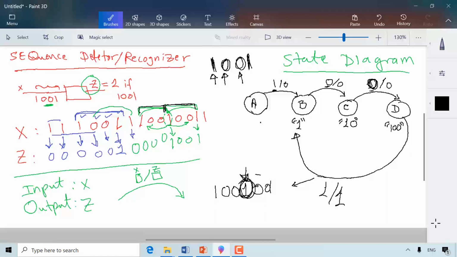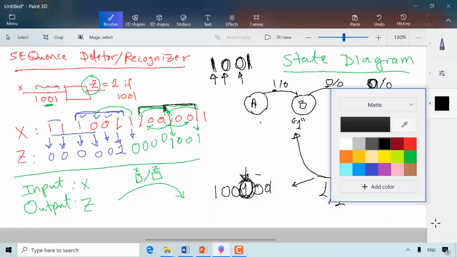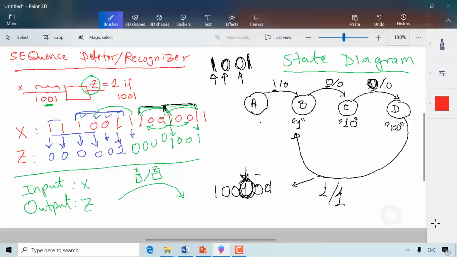Now remember, as we have learned from the previous lecture, in the state diagram I have to think of all the possibilities. So now let's think of the other possibilities for input from state A.